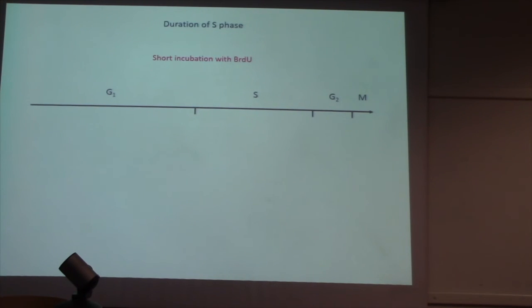And then count, same as before. Exactly. So we want a short incubation with UDR, just the time needed by the cells to incorporate enough UDR that we can recognize it with an antibody and see it by immunofluorescence. No more than that, otherwise we would label a larger number of cells than are actually in S phase at any given time.